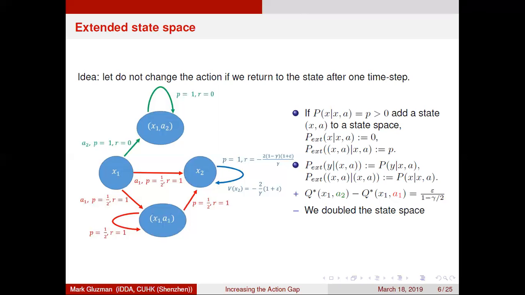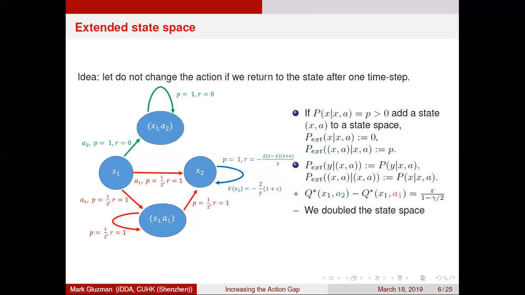If you play X1, A1, there's a 50% chance you will go off. Right? But you're forced to take A1. Yeah. So by the 50% chance of leaving the state, you don't have to take A1. Right? Yeah, that's a new problem. Good. What you're saying here?